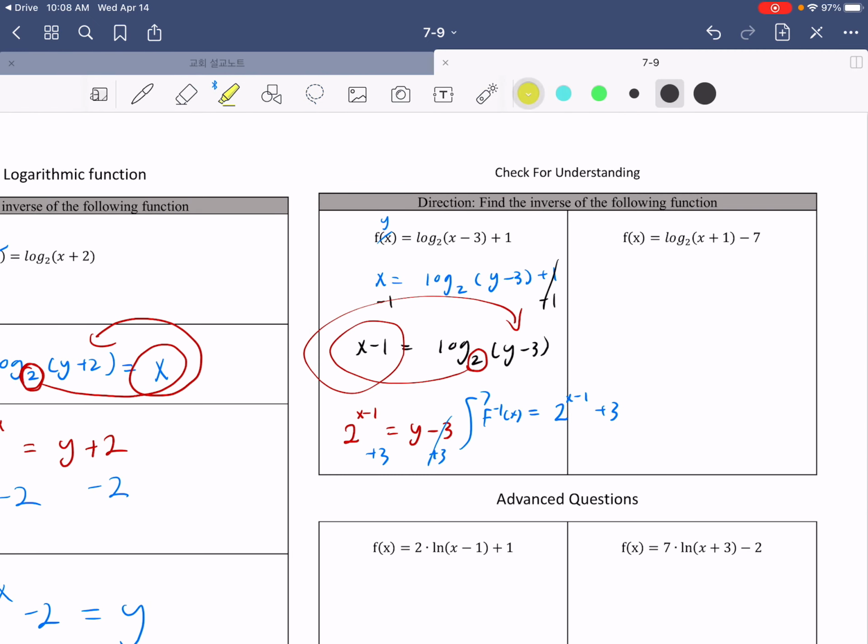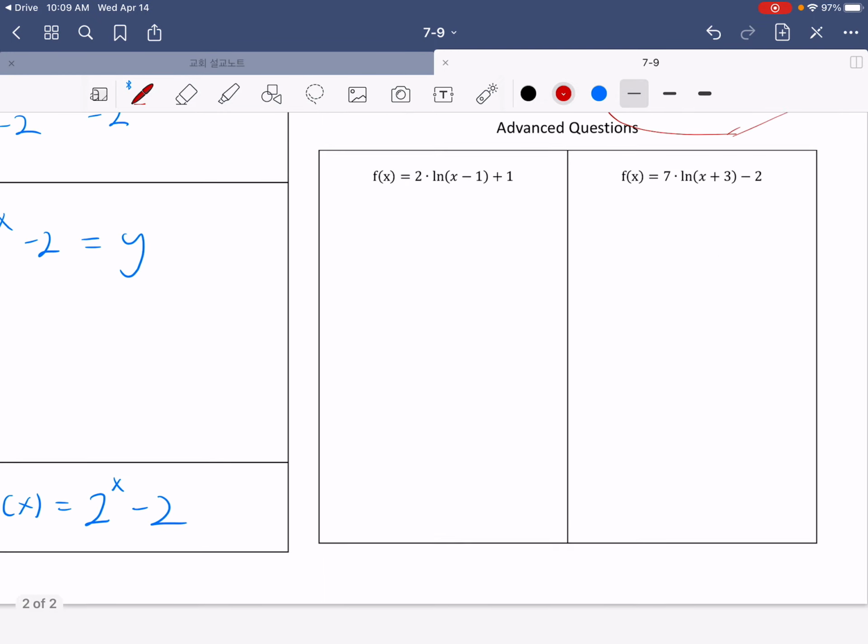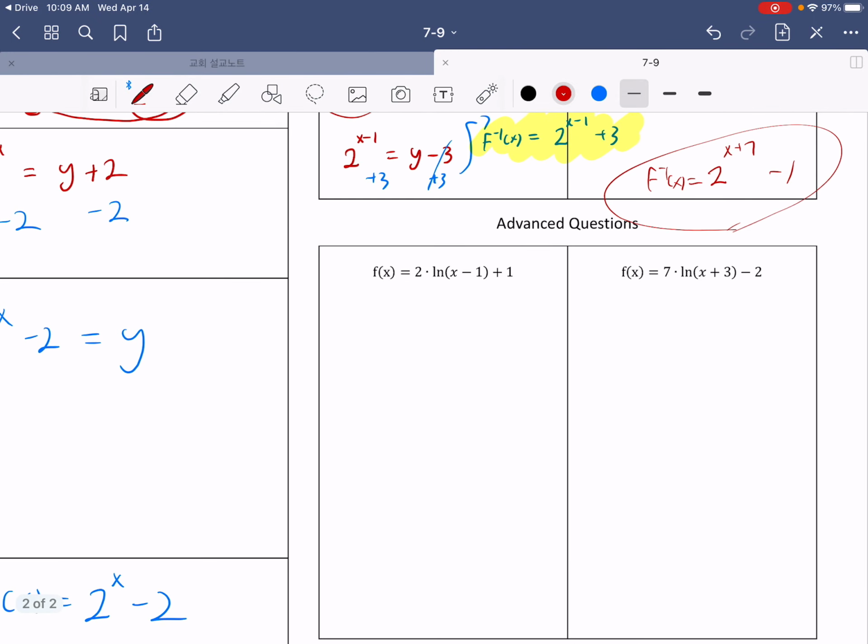So if you have any question, just let me know. It should be very easy. Now you can try this question by yourself, okay? Which I will not go over, but you can check your answer. 2 to the (x plus 7) minus 1. That should be the answer. Okay, check your answer after you finish this. All right, last two questions that we're gonna do.